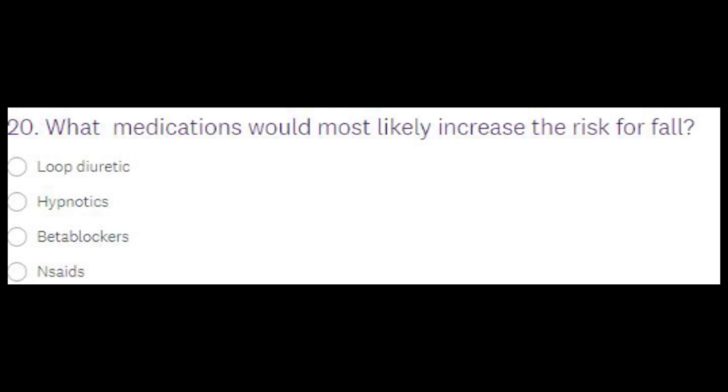Next question is, what medications would most likely increase the risk for fall? Option A, loop diuretic, option B, hypnotics, option C, beta blockers, and option D, NSAIDs. Option B is the right answer, that is hypnotics. Hypnotics is commonly known as sleeping pills. It is used to induce sleep, so definitely it can increase the risk for fall. So option B is the right answer.